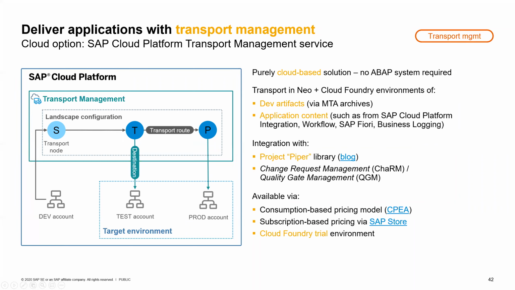So there are Piper steps available for this transport management service. There are Piper steps available for a change request and QTM integration of TMS. There are also Piper steps available for the Git-enabled CTS, so for the ABAP world. So it's really maybe worth looking into it, whether you can use these steps, whether you can use the pre-configured scenarios or libraries before you start developing your own pipeline and create each step on your own.